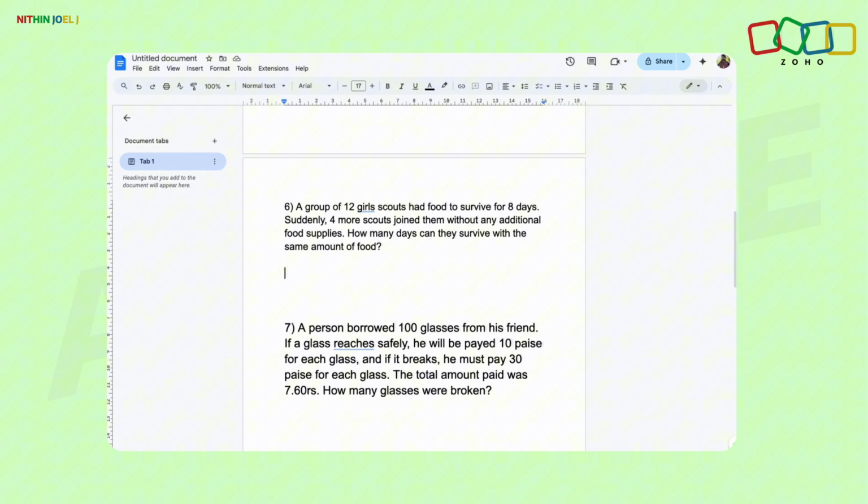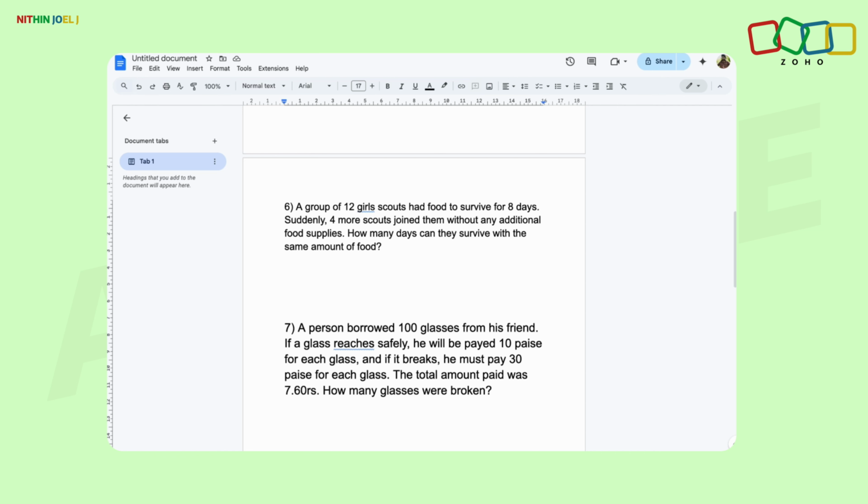So the remaining 4 scout girls have joined. So now there are totally 16 girls, but these 4 girls don't have any food with them to survive. So food is constant over here, and that food should be shared among all the 16 girls. So the question is, with this food and these 16 girls, how many days can they survive?